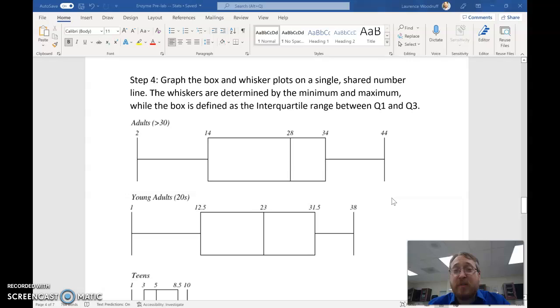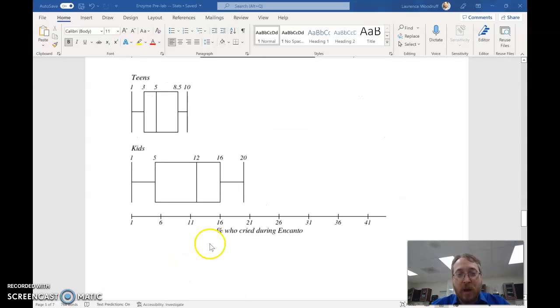So now we graph the box and whisker plots on a single shared number line. The whiskers are determined by the minimum and maximum, and the box is defined by the interquartile range between Q1 and Q3. So this is our number line.